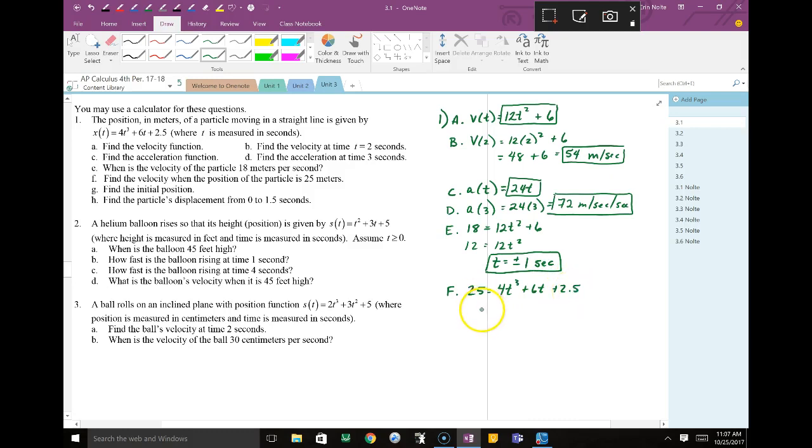Who's going to be our calculator for today? Whoever can type this in fastest. 1.5 seconds. Thank you, Jaden. Okay, so once I know when, now I can find the velocity. So now I can take the 1.5 and plug it into the velocity equation.